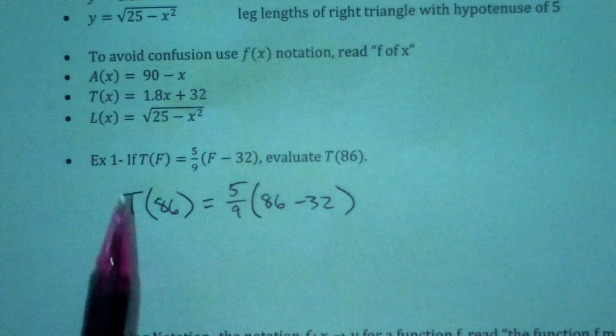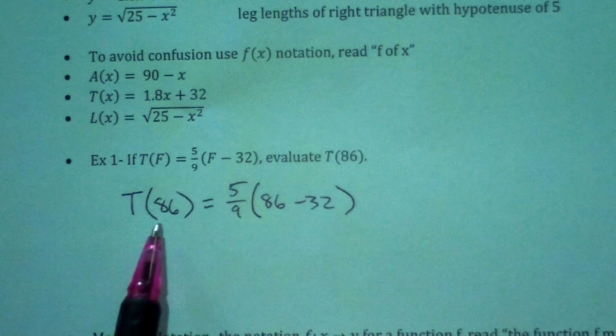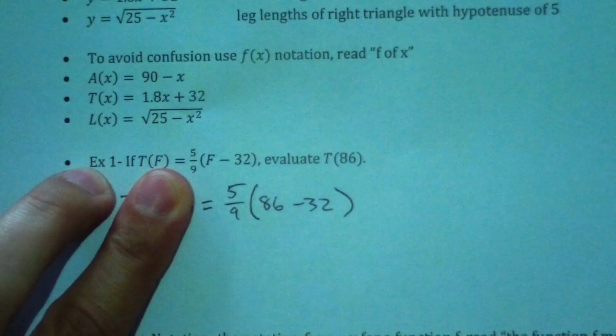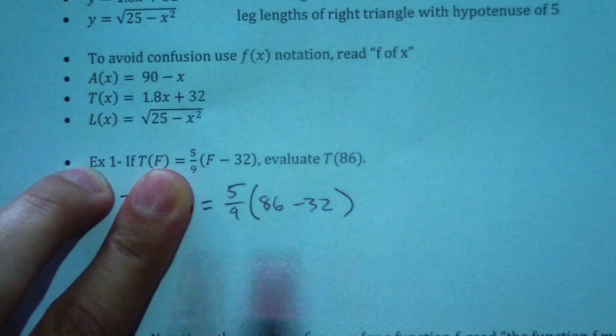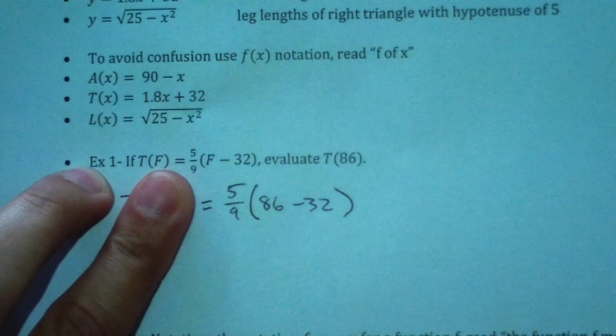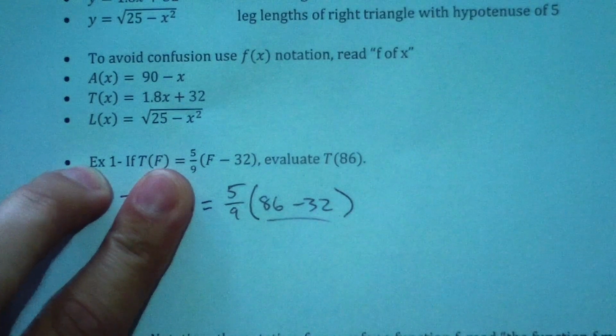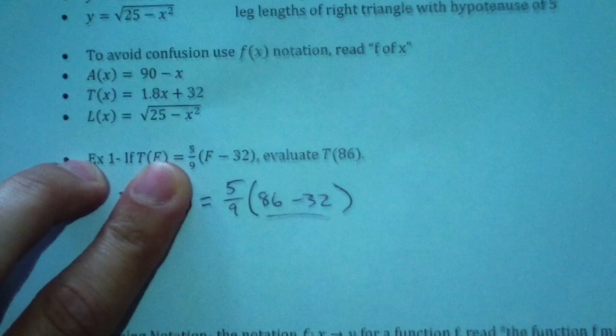So if we are solving this side, what would we do first? Yeah, do the parentheses, and we do that subtract first, right? So if we do that, 86 minus 32, say it again. 54. And then we'll take that times our 5/9.